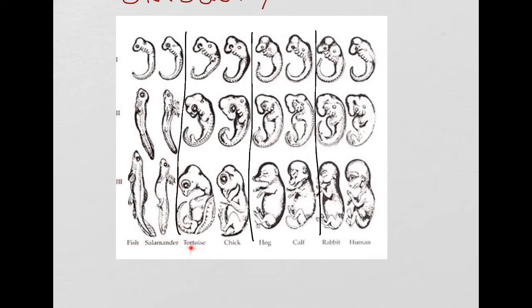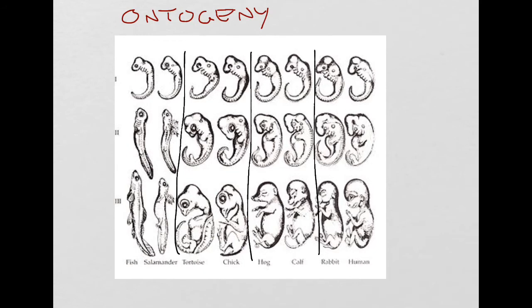And similarly, the reptiles, whether it's a tortoise or a lizard, share a much closer resemblance to the bird family, in this case the chick here. So again, ontogeny supports the idea of shared ancestry. I think you can see right here it's very hard to ignore that there's clearly shared ancestry.